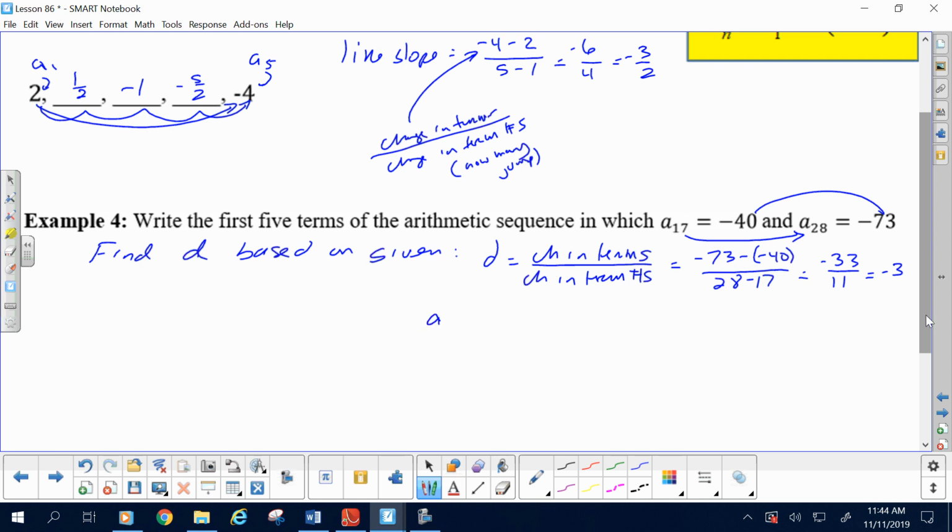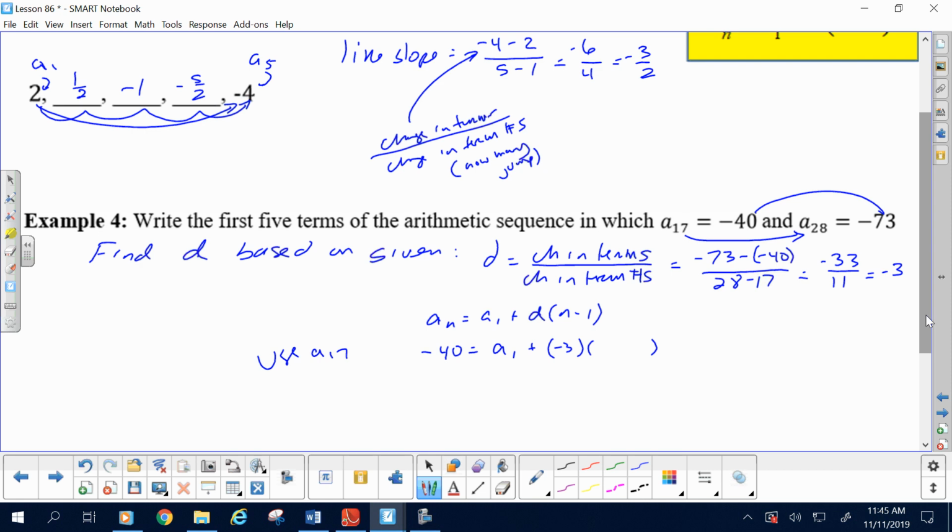Okay, now I will use the formula here. The formula for any term is the first term plus so many common differences. Let's focus on the 17th term. Now, the 17th term was -40. And it must have come about from starting at some first term that I don't know and doing what? Going down 3 and how many times?